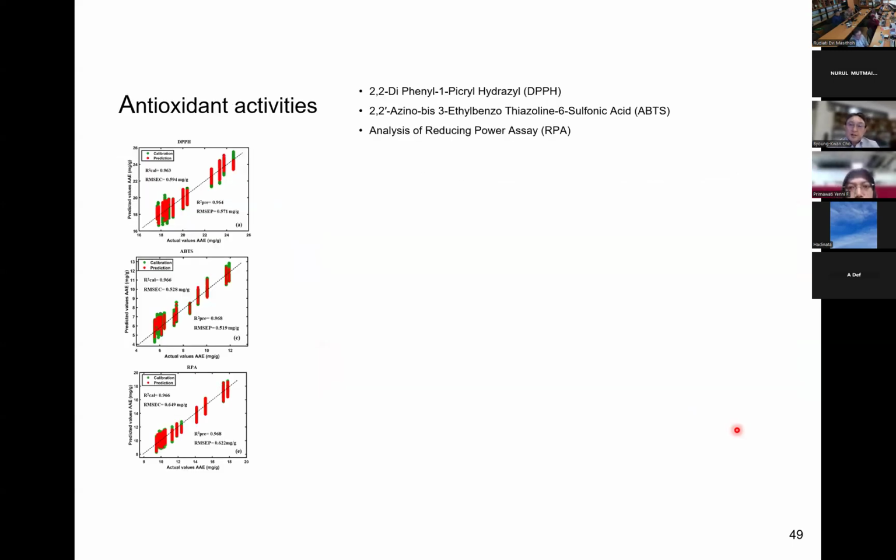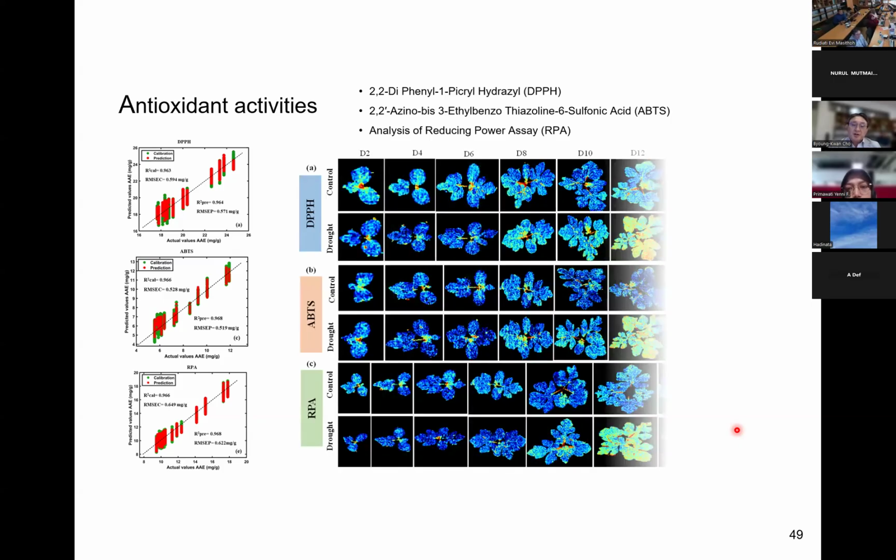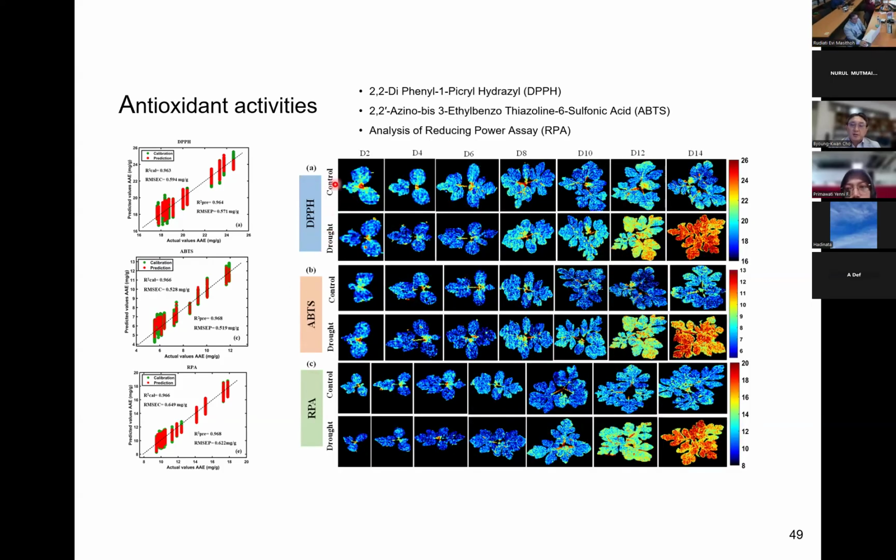Okay, and the antioxidant activities, we tried to estimate the 3 types of antioxidant activities. It's very similar. There are 3 types of antioxidant, and the control is about the same. But in the drought-stressed plant, similarly, after 10 days, the antioxidant concentration suddenly increases. So that also indicates the optimal harvesting time or the quality control of the plants.